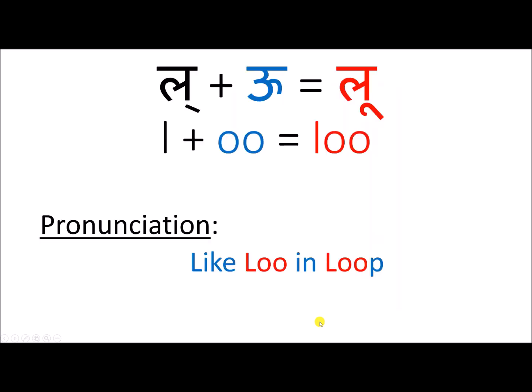Next is loo. You get this sound loo when you add L to long U. L plus U equals loo. And loo is pronounced like LOO in loop. And loo is written like this.